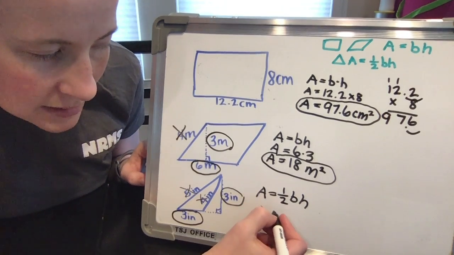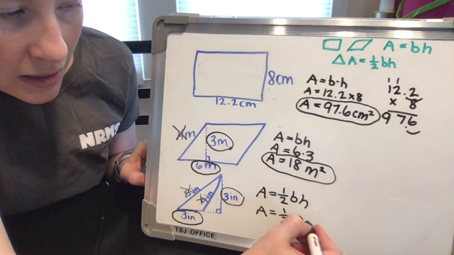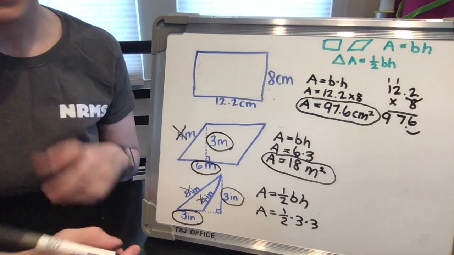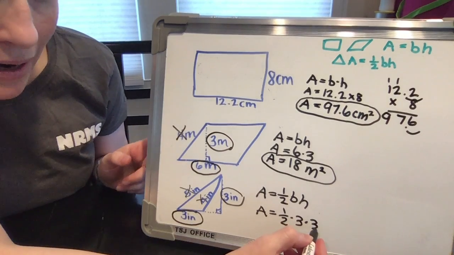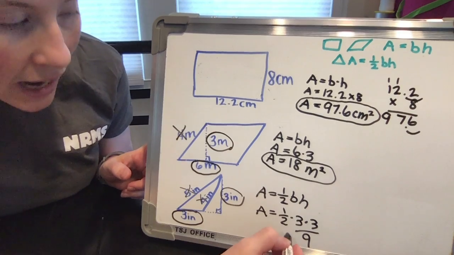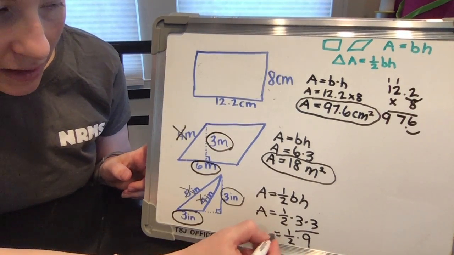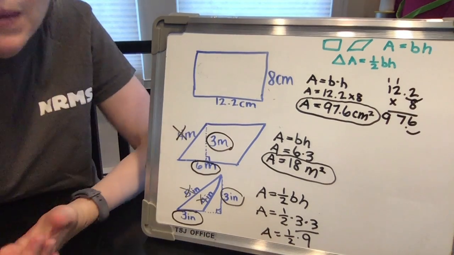So let's copy this down. Area equals 1/2 times the base of 3 times the height of 3. And remember, we can multiply in any order, so I'm actually going to do 3 times 3 first, and I'm going to get 9. I haven't multiplied yet by a half, so I'm going to bring that down. Equals area.